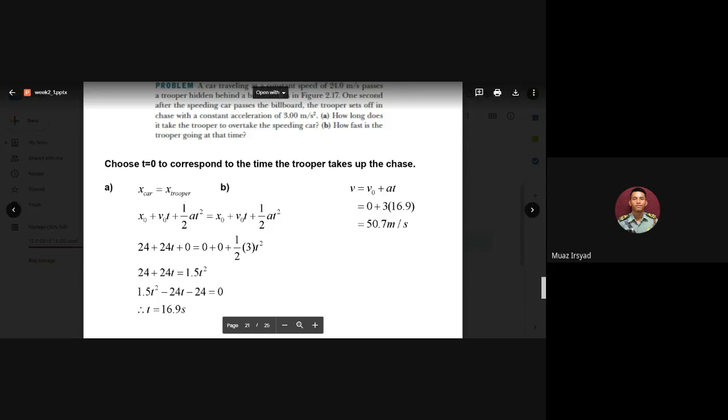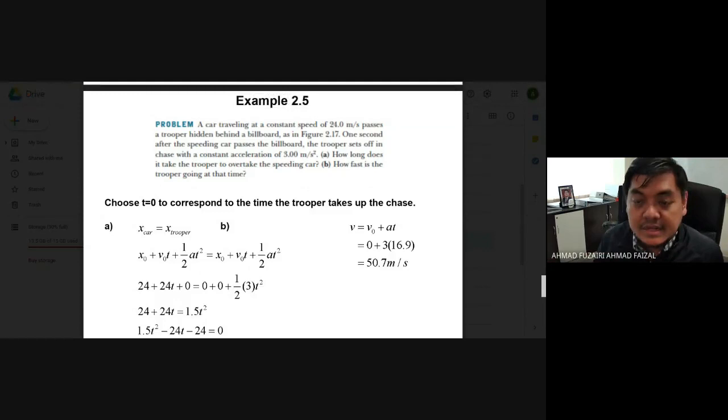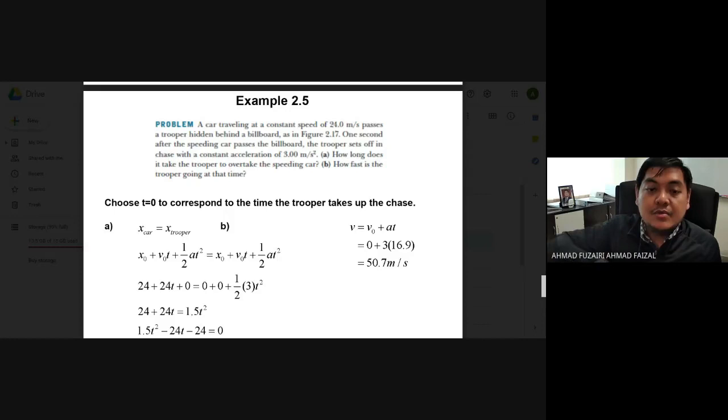Sir, may I know how to get the X naught again? X naught is given inside the question. Look at the second line, on the last part: 1 second after the speeding car passes the billboard, the trooper sets off in the chase. The trooper begins to chase the car with a constant acceleration of 3 meter per second square. Meaning, 1 second after the speeding car passes the billboard.